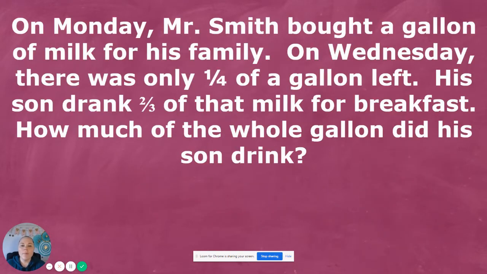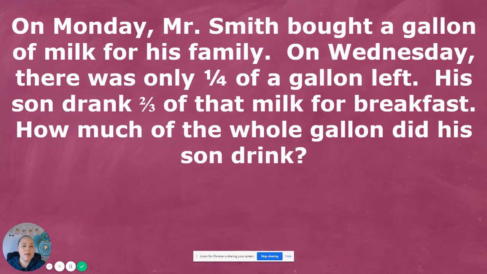So our problem today is on Monday, Mr. Smith bought a gallon of milk for his family. On Wednesday, there was only 1/4 of a gallon left. His son drank 2/3 of that milk for breakfast. How much of the whole gallon did his son drink? So our problem presents two fractions within the problem. But we need to figure out what those two fractions mean and how they're important.